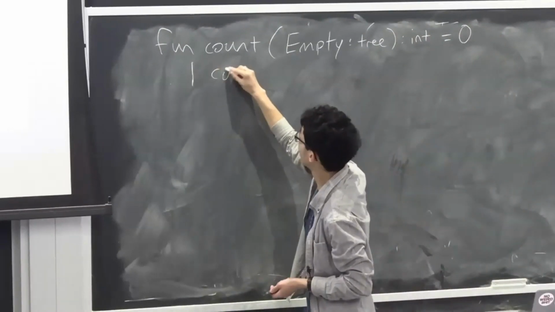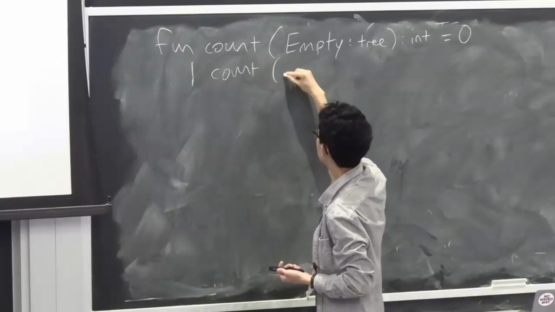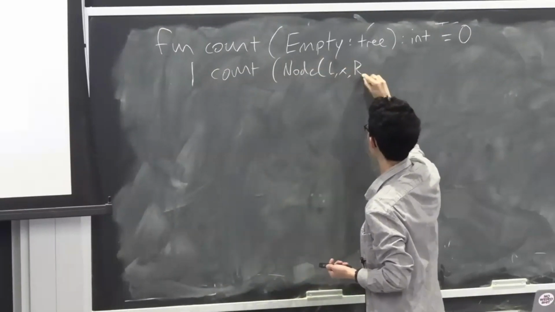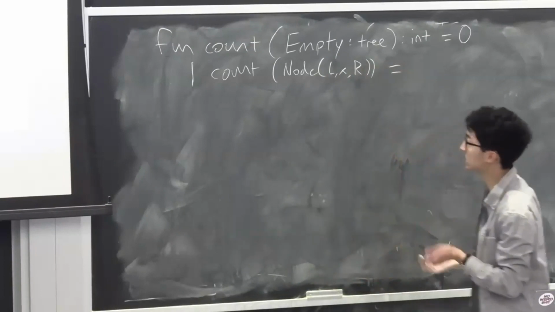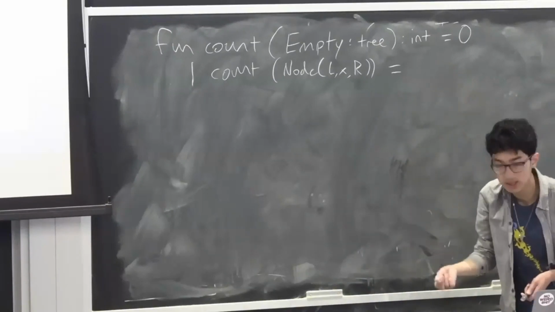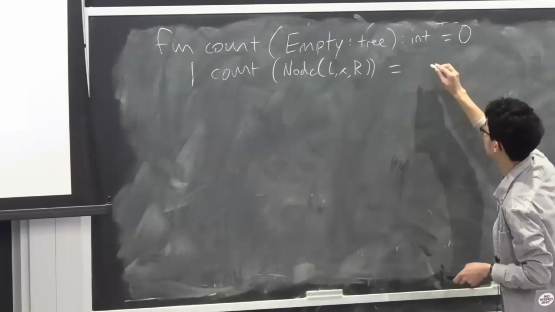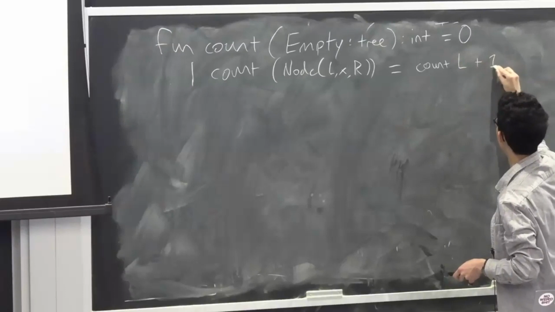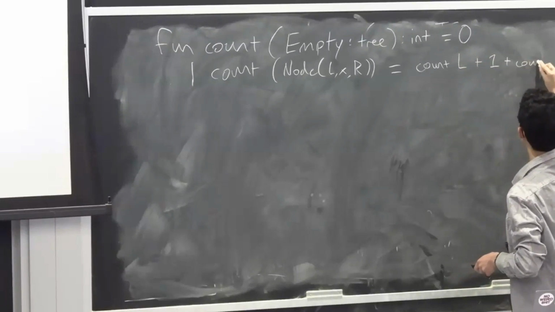All right, what's my second move? Node, right? So I say node of L X R. What this is going to be is I'm going to count all of the nodes on my left and my right, sum those up, and add 1. It's no different than what we saw before. It's similar to tree sum, except I'm not actually using this X value. So let me say count of L plus 1 plus count of R.